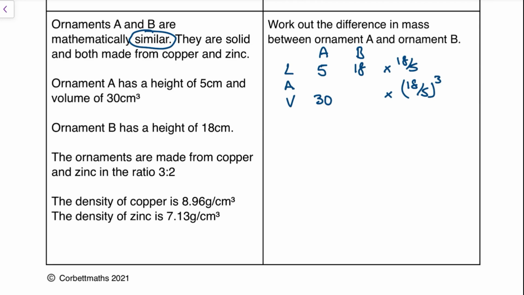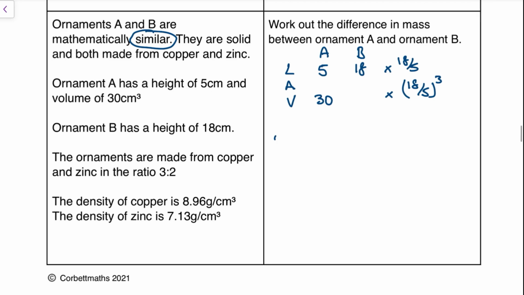So then I'm working out the ornaments are made from copper and zinc in the ratio 3 to 2. The density of copper is this, the density of zinc is this. Work out the difference in mass. Okay, I've got the volumes. I'm then going to remember that density equals mass over volume, which means that mass equals density times volume.